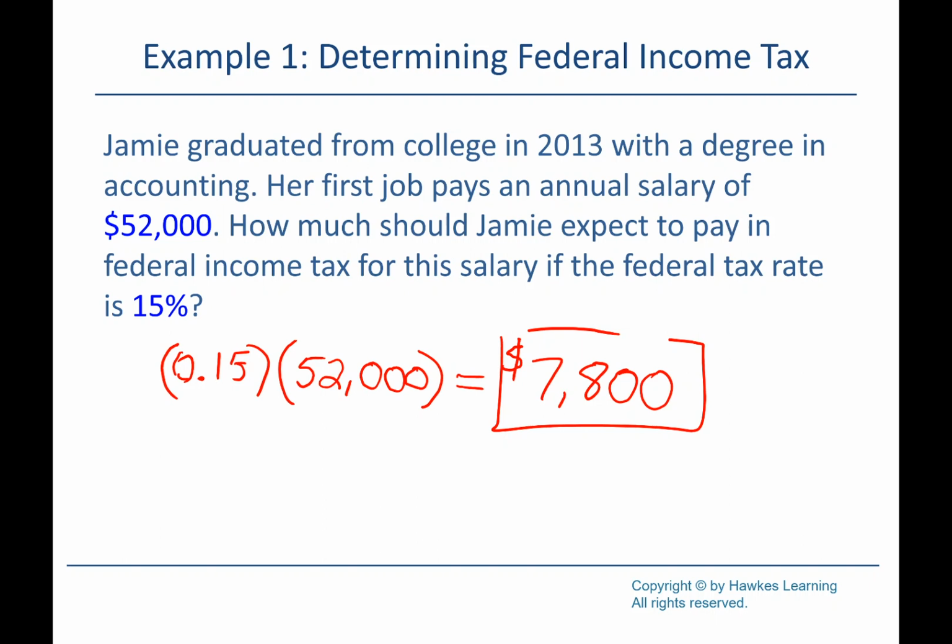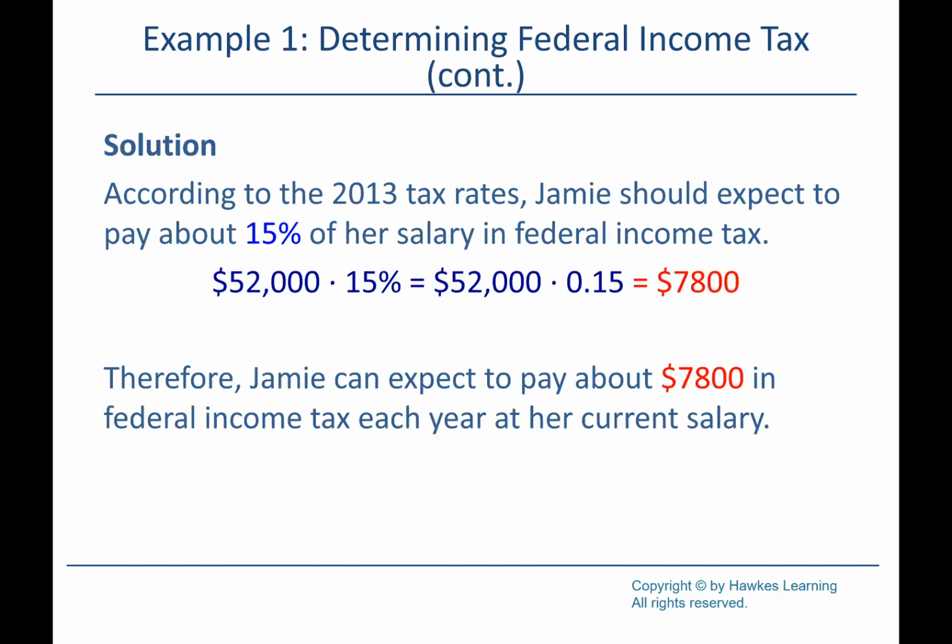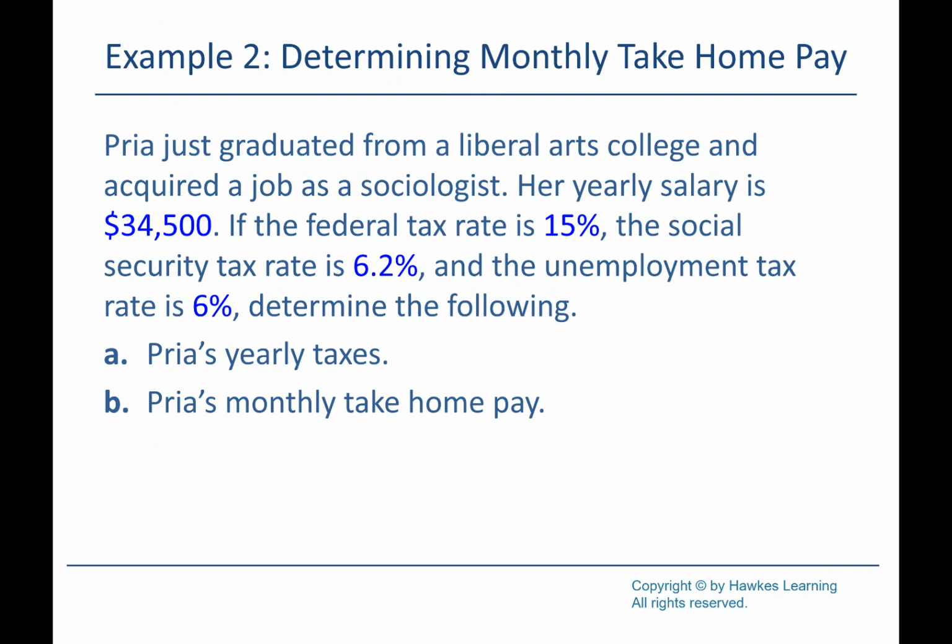Let's look at another person's situation here. That's all we want to know for Jamie. I think this name is Priya. That would be my guess. This one says Priya just graduated from Liberal Arts College and acquired a job as a sociologist. Her yearly salary is $34,500. If the federal tax rate is 15%, the Social Security tax rate is 6.2%, and the unemployment tax rate is 6%, determine the following. So we're getting a little more roll off here.